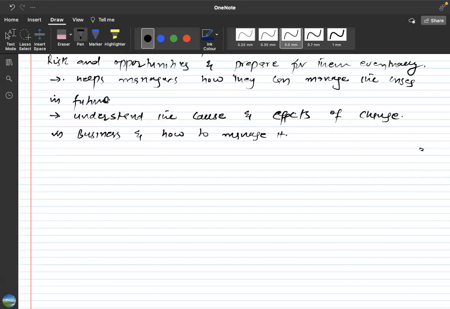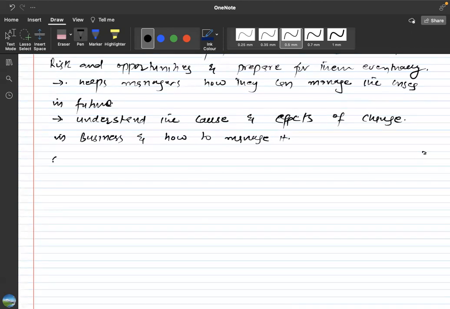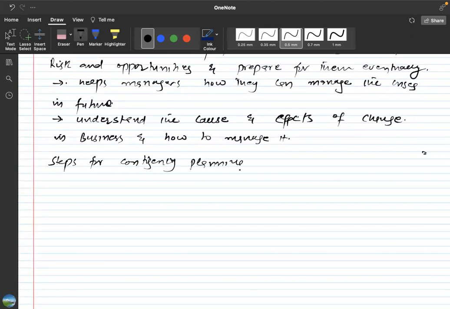Now, we have different approaches to contingency plans, but there are a number of steps to be followed for the contingency plan. We'll talk about those steps. First of all, identify trends and issues.